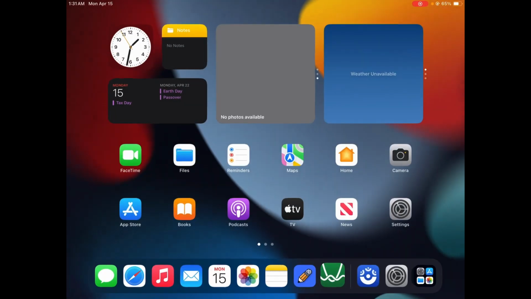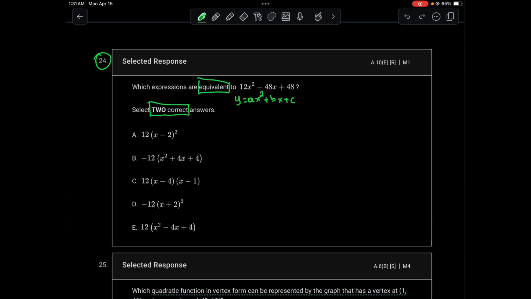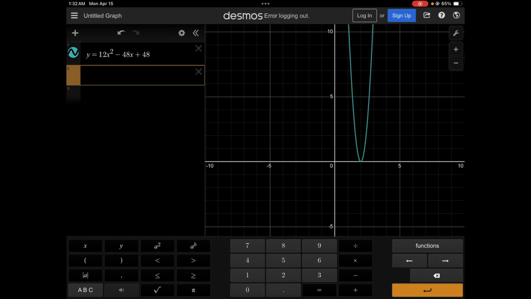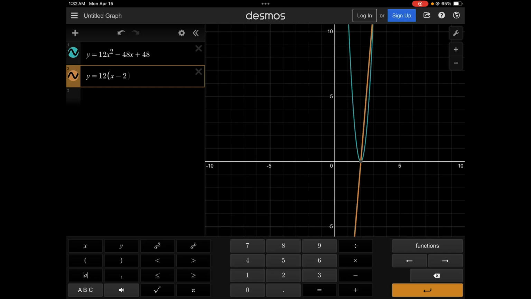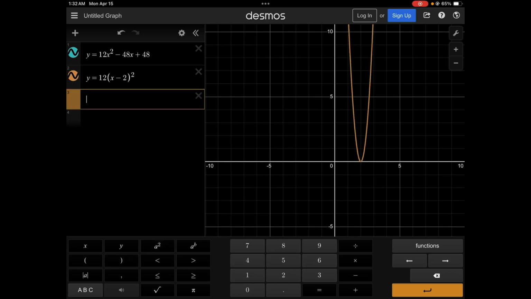Now let's do the next one. It's 12 times x minus 2 squared. That could be it, because we have only one intercept, and when you see a perfect square, it has one x-intercept, so that's one of them.